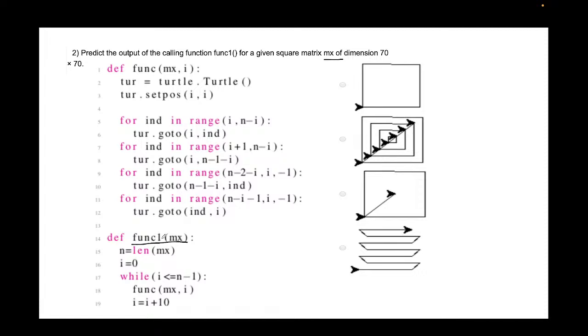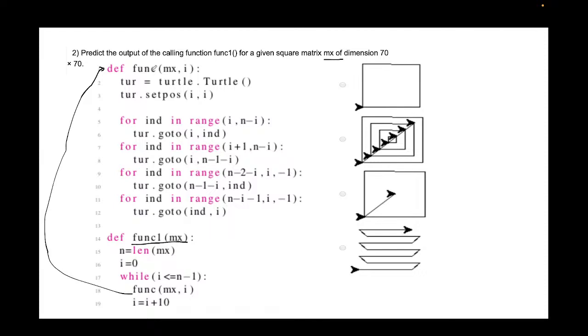So when you supply this matrix to the func1 function, it calculates the dimensions of that, and then we are initializing a variable I to 0. So while I fits in this range, we are calling this other function func. So control goes here. Okay, and I is being incremented by 10 for each iteration of this while loop.